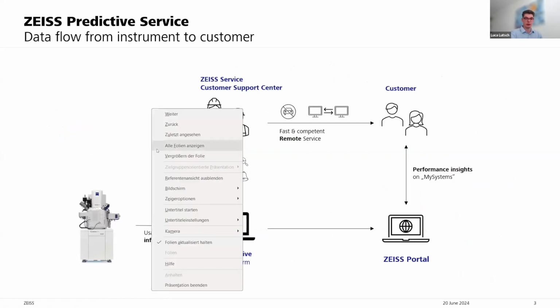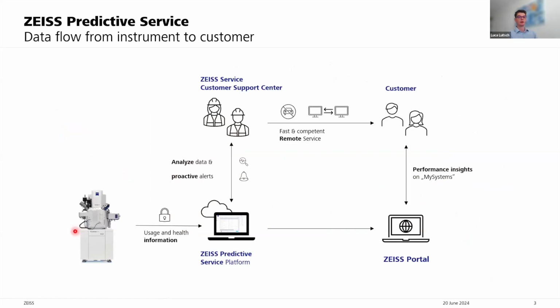So here you can see, for instance, your crossbeam system. On this crossbeam system, on the control PC, ZEISS Predictive Service is installed, and we are securely sending usage and health information to our platform. From there, our ZEISS service professionals can analyze the respective data, just machine data, in terms of security aspects and so on. I will come to this later on. But you can be sure that it's just machine-related data, nothing private. Our service professionals also receive proactive alerts in case certain thresholds like voltages or temperatures are met, and then can connect with you as customers directly and perform different service actions, depending on what the issue is, but preferably, of course, remote service.